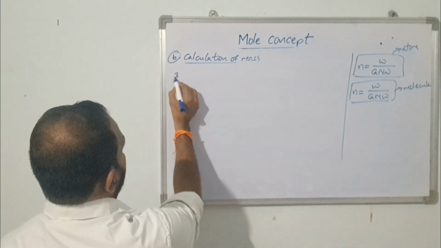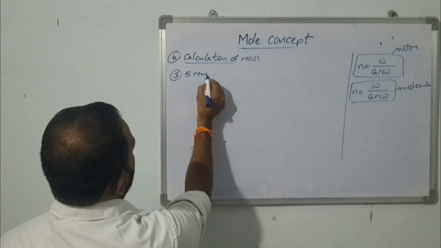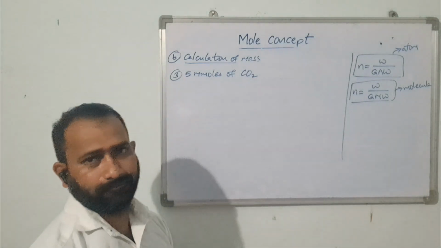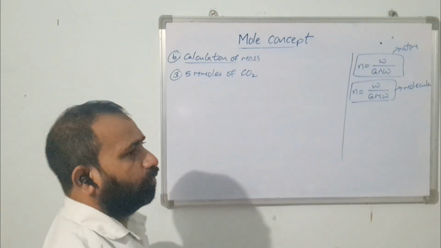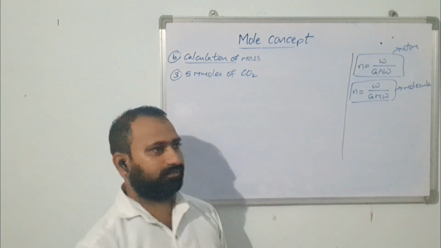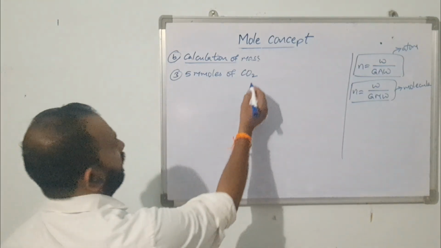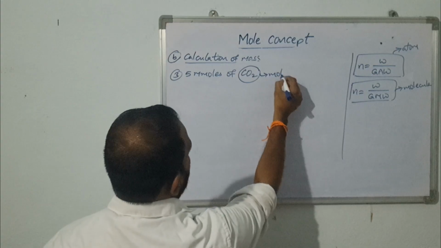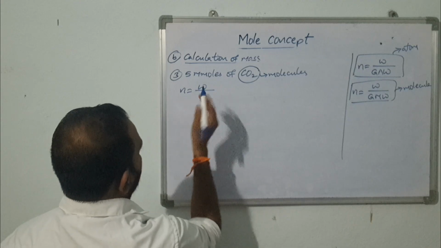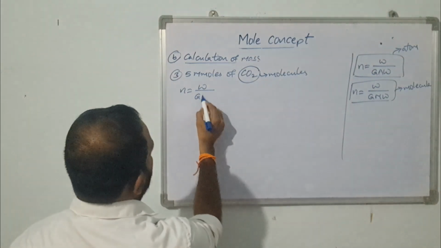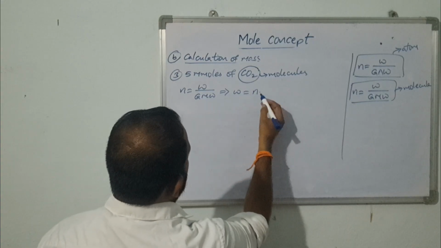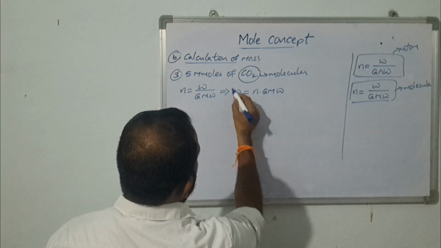The next question is 5 millimoles of carbon dioxide is given. Millimoles. 1 millimole is equal to 1 by 1000 moles. Here 5 millimoles are given, and CO2 is a molecule. We use the second formula: number of moles is equal to given weight by gram molecular weight. From this we can calculate mass. Mass equal to number of moles into gram molecular weight.